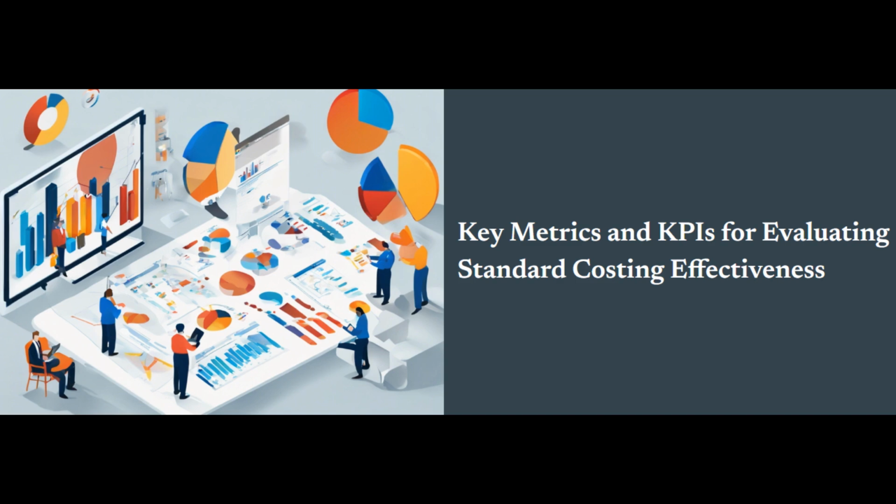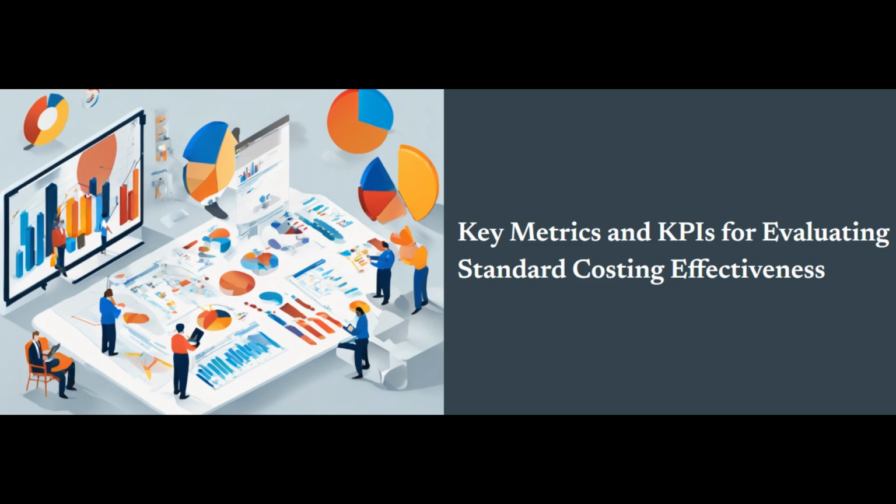Standard cost accuracy: the percentage difference between standard cost and actual cost, with a target of minimizing the variance. Variance analysis timeliness: the time taken to identify and investigate cost variances, with a goal of reducing the response time. Process improvement rate: the number of process improvements implemented as a result of standard costing variance analysis, with the aim of increasing the rate of improvement.